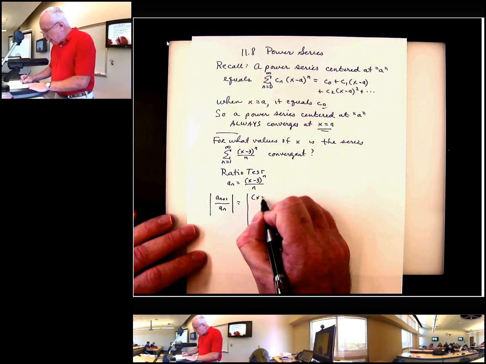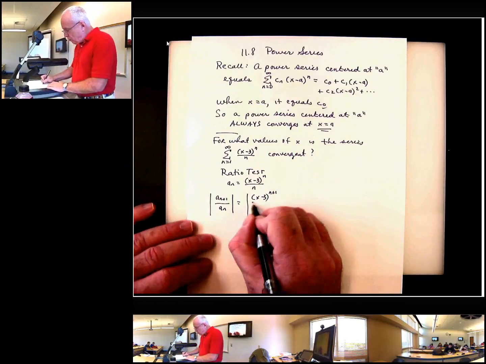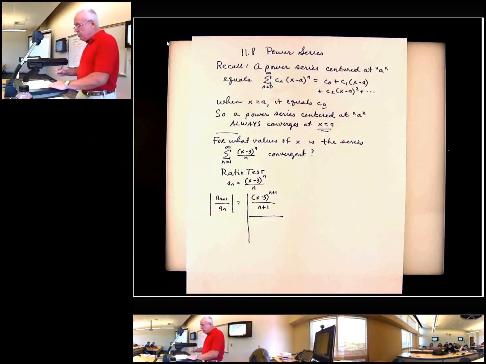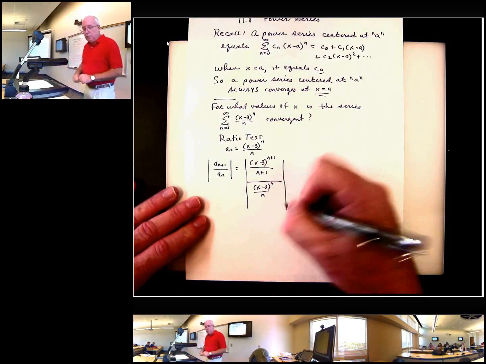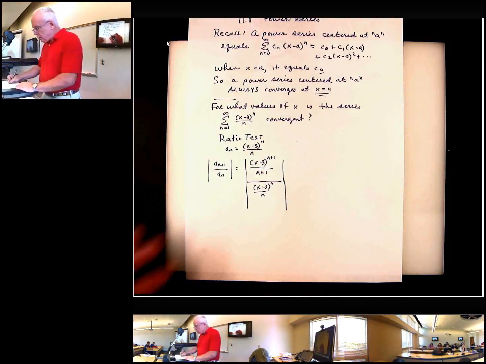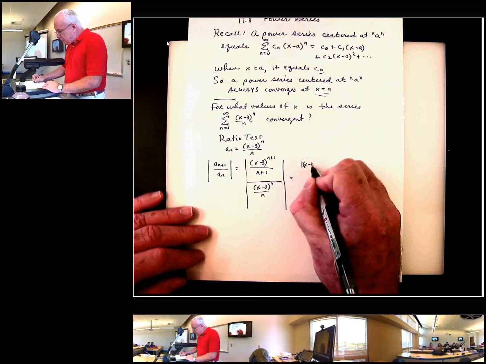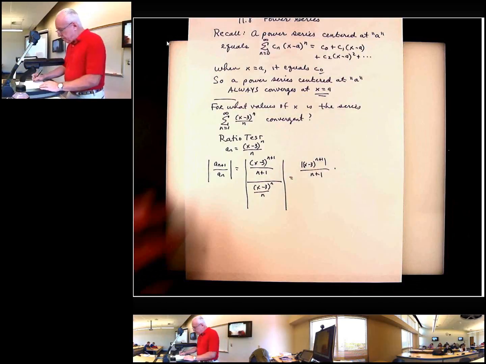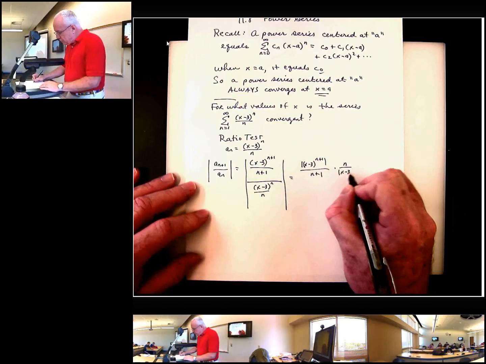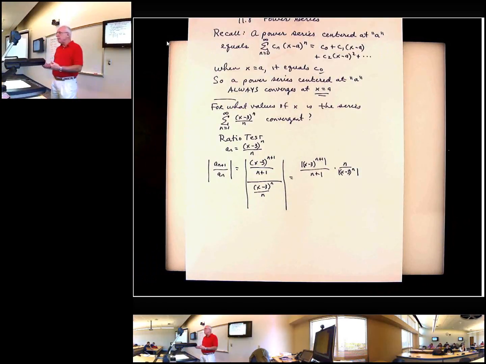So a sub n plus 1, instead of putting n, I put n plus 1. So this is going to be x minus 3 to the n plus 1 power all over n plus 1, and then that's divided by the a sub n term, which is x minus 3 to the n power divided by n. As we've seen before, we have a fraction divided by another fraction, so I take care of that by multiplying by the reciprocal of the bottom. This becomes the absolute value of x minus 3 to the n plus 1 power over n plus 1, times n over the absolute value of x minus 3 in parentheses raised to the n power. Notice since the n's are positive numbers, I didn't put absolute value around the n plus 1 and the n because they're going to be positive anyway.